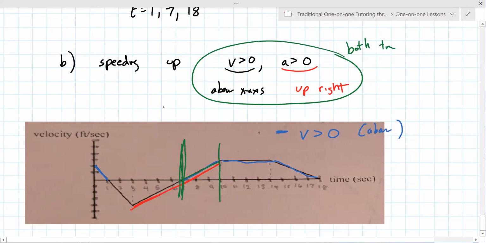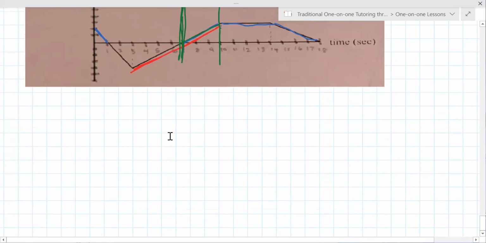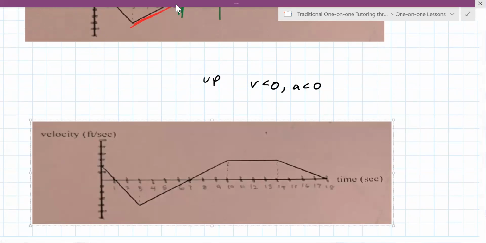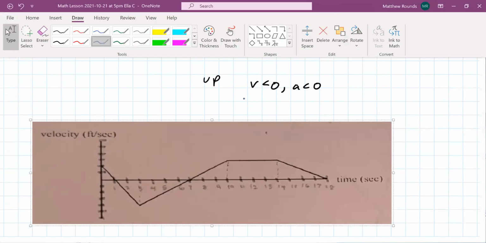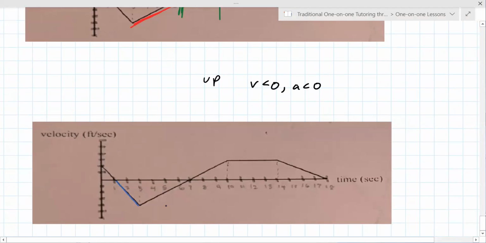It's also speeding up when velocity is negative and acceleration is negative. Sometimes I forget that I have the ability to do all this on this format. Let me recopy the image and show you that. So in blue, velocity is negative here and here.